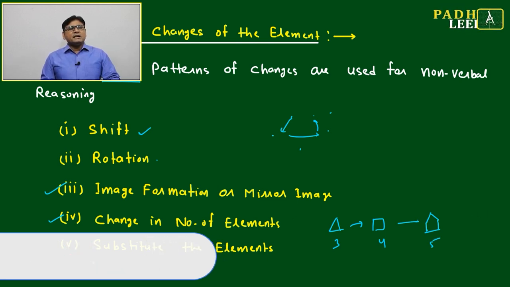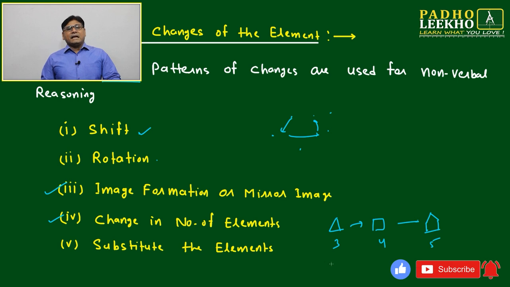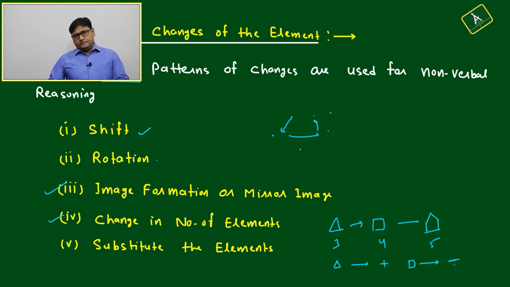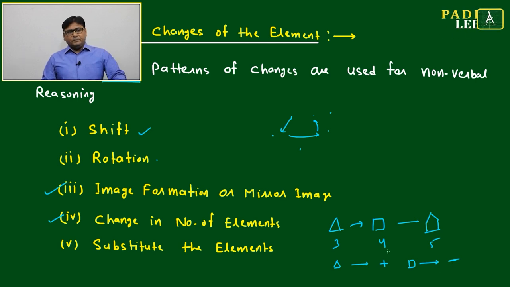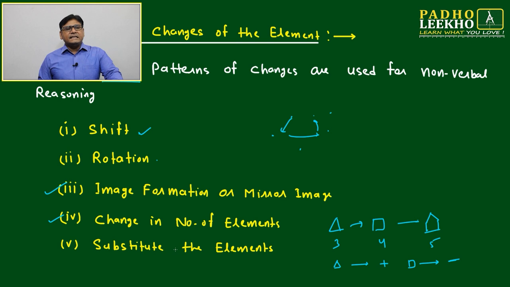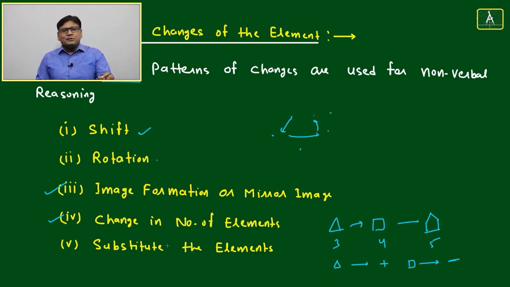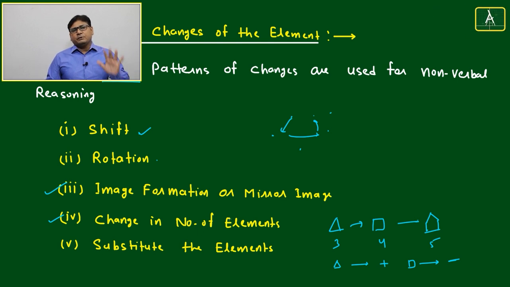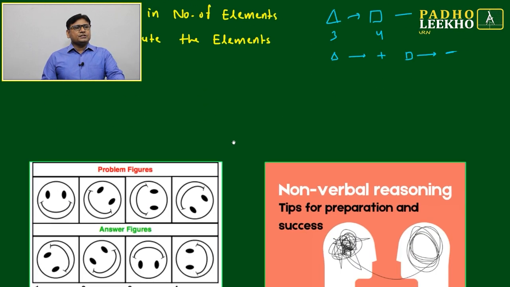Change in number of elements, substitute the element. Sometimes that substitution also will make one pattern. Like here, it is substituted like this. This is substituted like this. Okay? Then substitute the element, change in number of element, image formation or mirror image, rotation and shifting. These 5 things you keep in mind during solving the questions.